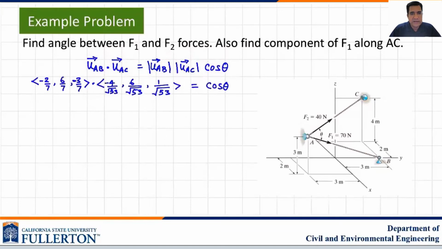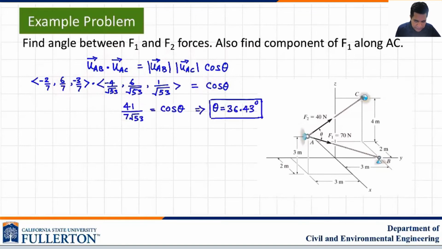Since we have already determined the unit vectors UAB and UAC, we can simply take the dot product of them to get theta. If you do the dot product, multiplying x components, y components, z components and adding them together, you get 41 divided by 7 square root 53. And if you put that in a calculator, you get 36.43 degrees.